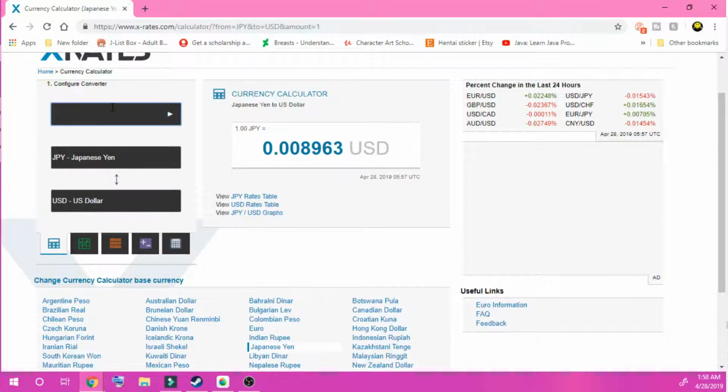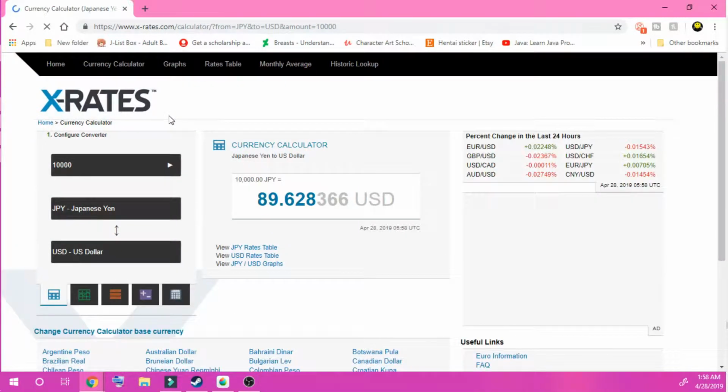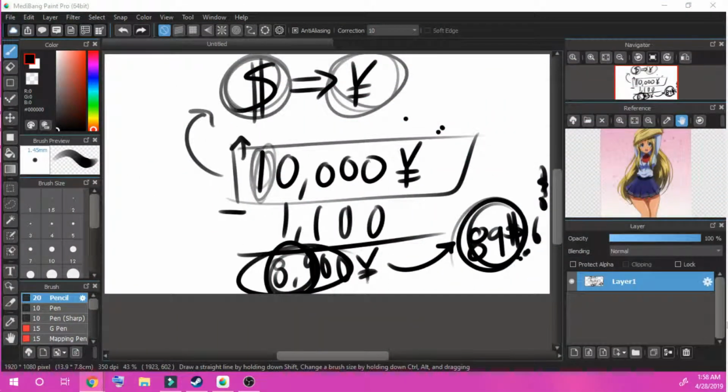We want to know how much 10,000 yen is. Right, so $89.62. My guess was $89.60. So I'm basically on point, and this works with literally every equation I've tried so far. I haven't really found any flaws in it just yet.